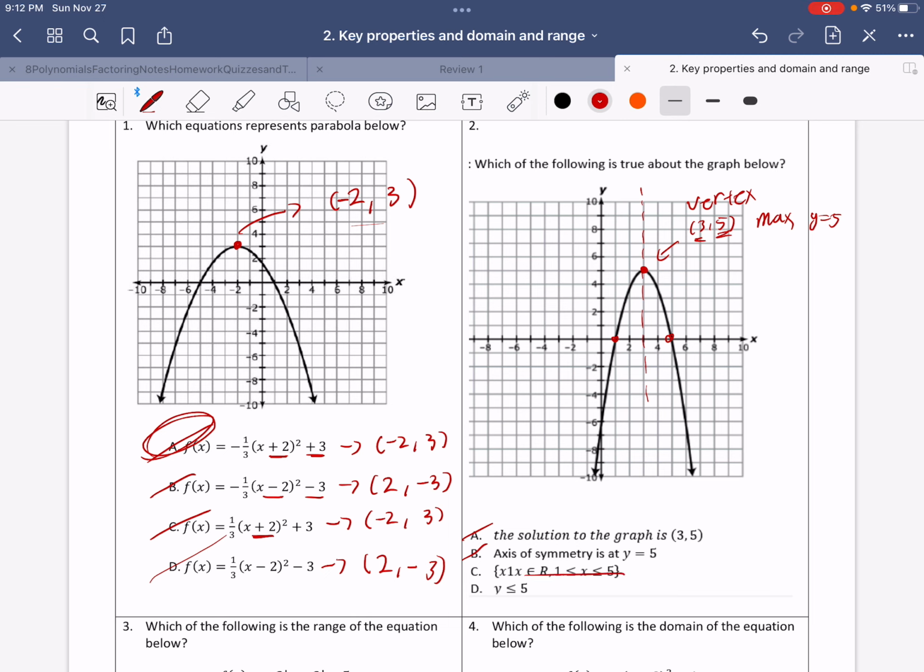Domain is all real numbers, because do you see it keeps going to the left, keeps going to the right? It does not stop here. It's going down, but also going to the left, and also going to the right. So that cannot be the answer as well.